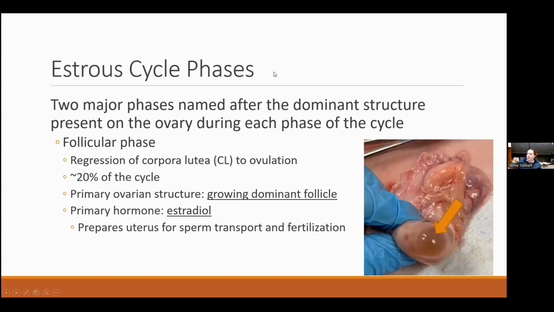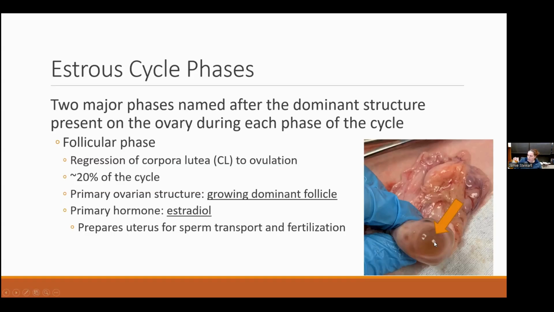The estrous cycle is divided into 2 phases, and within the phases there are stages. So we're going to start with just the phases themselves. The phases are named after the dominant structure that's present on the ovary during each phase. So the follicular phase is the phase during which they have a follicle. Again, I showed you on the ultrasound some of those images. This is what a fluid-filled follicle looks like, and that's what's producing estrogen. The primary hormone is estradiol, or estrogen. We use those terms interchangeably. And it's a growing dominant follicle that's getting ready to ovulate.